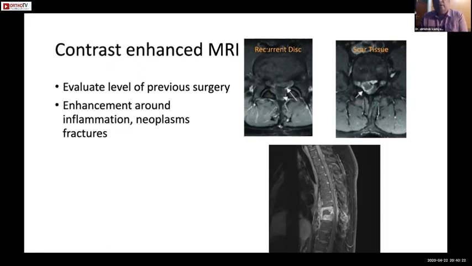You find that there is increased phlegmon, so there is increased inflammation, and there is peripheral enhancement. Now I'm showing you an image where you can compare a recurrent disc to scar tissue. In a recurrent disc, the disc material has no vascularity, so there will be no contrast uptake. Scar tissue has some vascularity, so there will be peripheral enhancement of the scar tissue. So this is a case where you might need a contrast enhanced MRI.